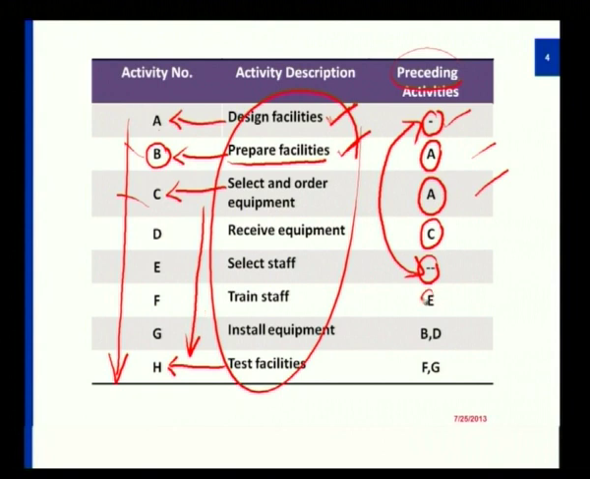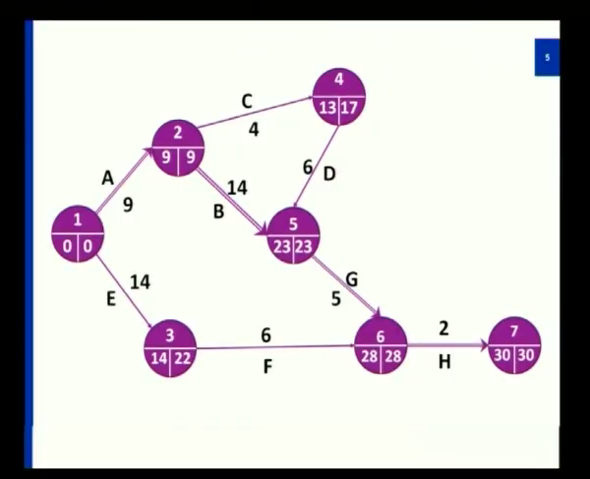F requires E to be complete, G requires both B and D to be complete, and H requires F and G to be complete. After I understand the clear description of such a list of activities, now I'll be able to give you a rough design of how this program structure has to flow. With the previous table that I have indicated, now have a look at this diagram.